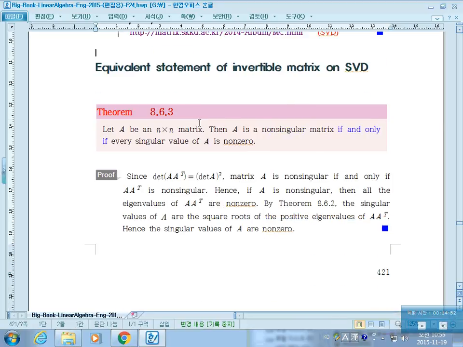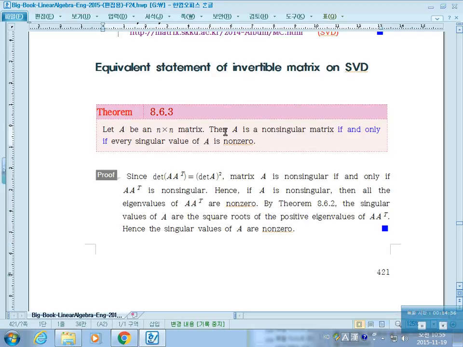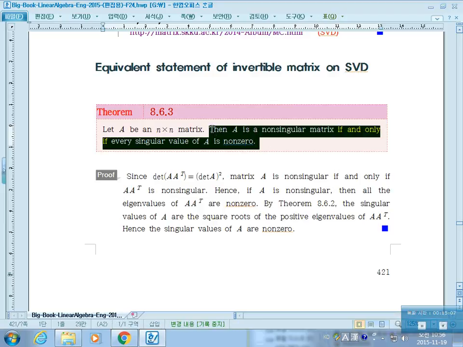Okay, next theorem, an equivalence statement. Let A be an n-by-n matrix. Then A is a non-singular matrix if and only if every singular value of A is non-zero. If it's a non-singular matrix, every singular value is non-zero. Okay?